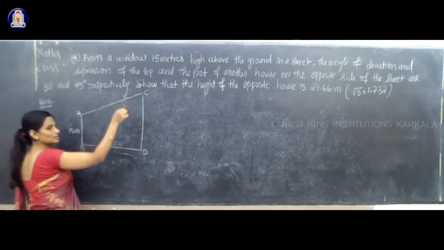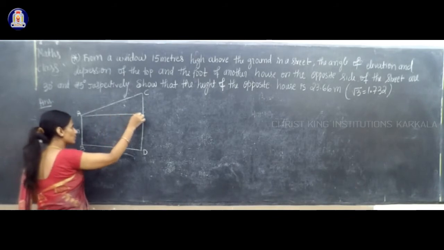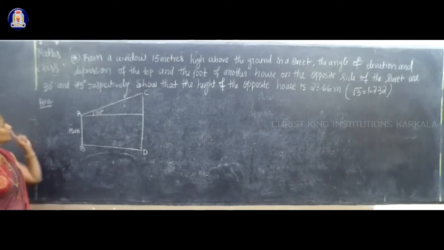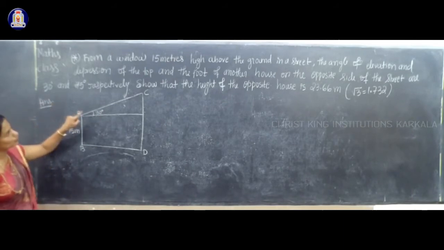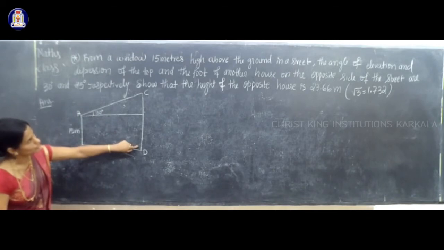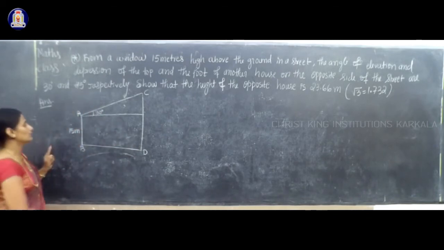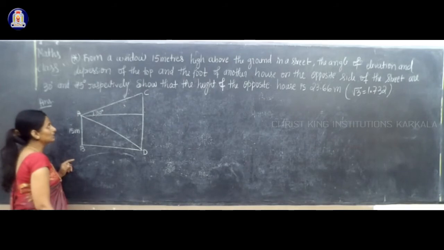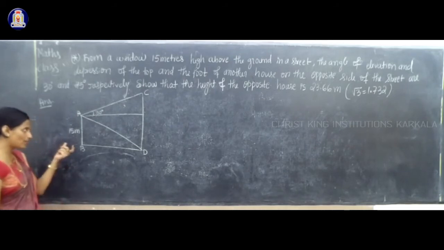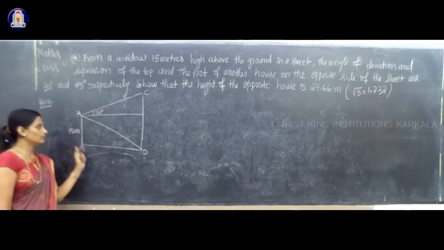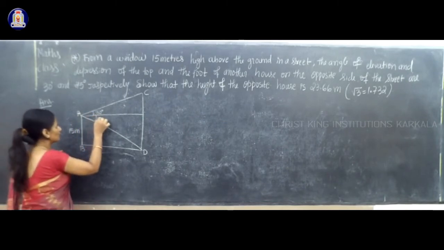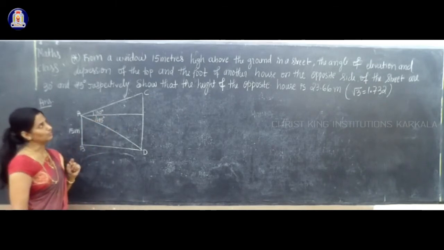So here I can mark 30 degree. To mark 30 degree there should be one horizontal line. So this is equal to 30 degree. Correct now? Yes. Now next, from the window to the foot of the house is 45 degree. So from here to the foot of the house, the angle of depression is what? 45 degree. Where to mark 45 degree? You are familiar with this type of question. Where to mark that 45 degree? Is it here or here? It is 45 degree. Correct now?